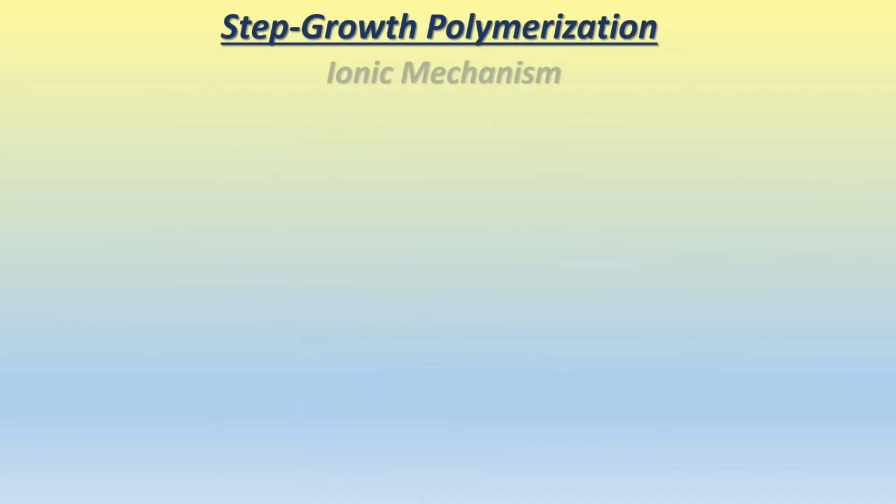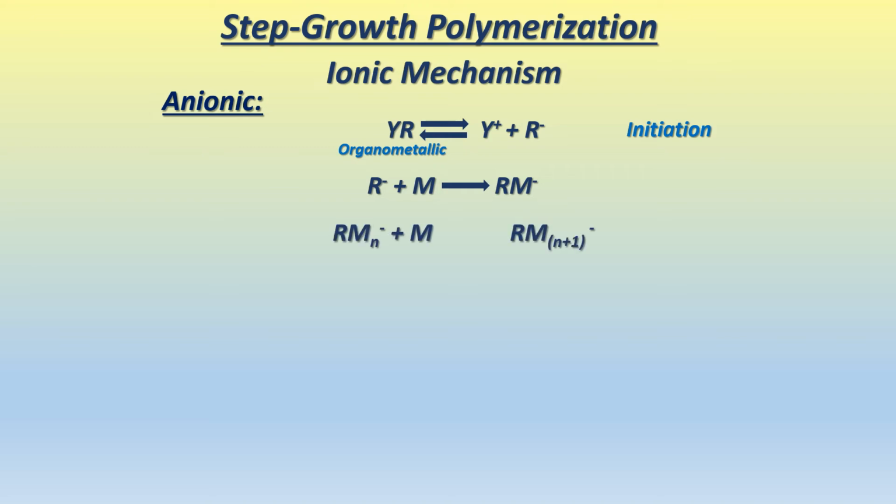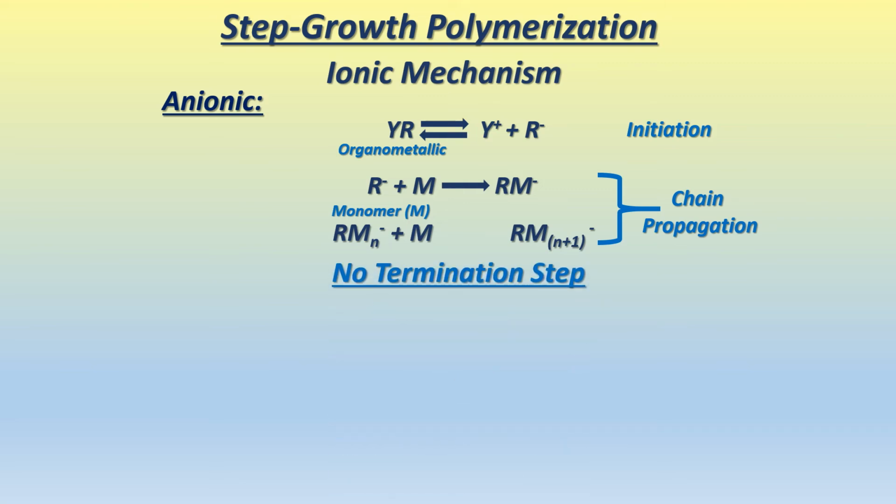As can be expected, in addition to a cation, you can produce an anion. In this case, an organometallic is split as an initiator. The organic anion will react with the monomer now, and that will also produce another anion, which will continue to react with further monomers, and that will produce the chain propagation. What is interesting with the anionic case is that there's actually no termination step.